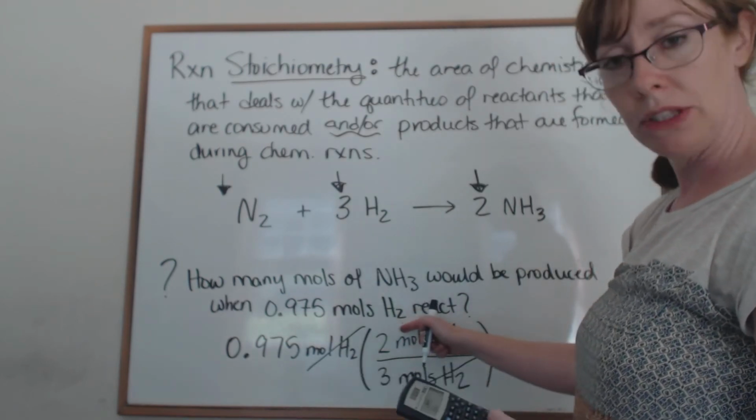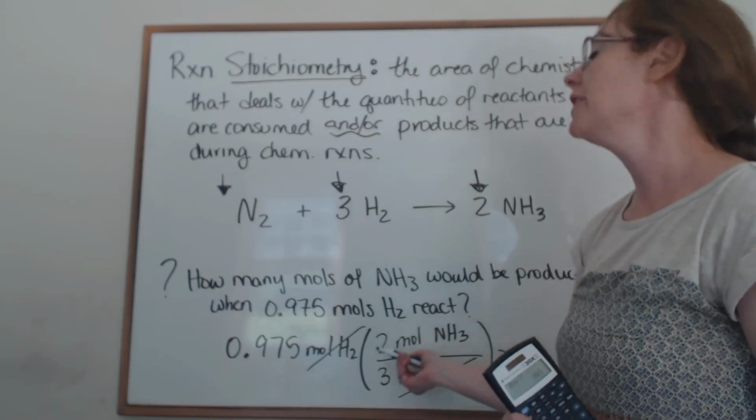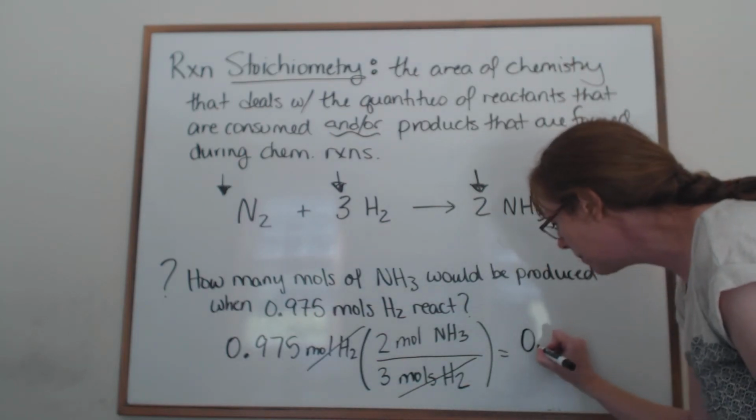0.975 times 2 divided by 3. And by the way, I just press enter in between both of those. I'm getting 0.65 in my calculator.